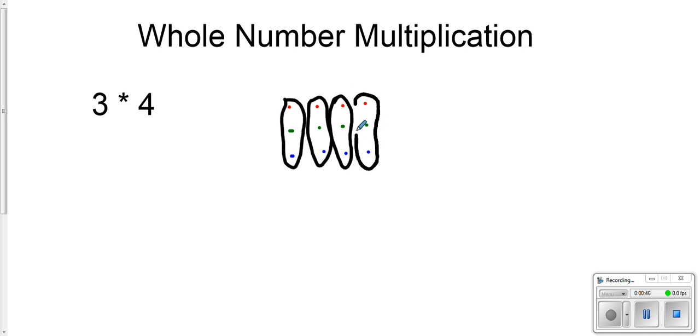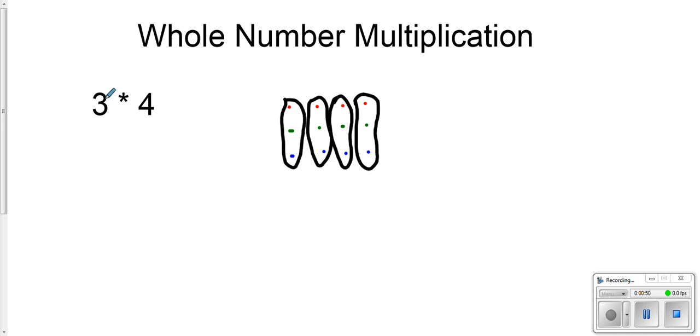So you can think of it as 3 groups of 4: 1, 2, 3, 4 in one group, 1, 2, 3, 4, and 1, 2, 3, 4. This is one way to look at it, 3 groups of 4. The other way would be this is actually 4 groups of 3. Here is a group, here is a group, here, and here. So multiplication is just regrouping or repeated addition.